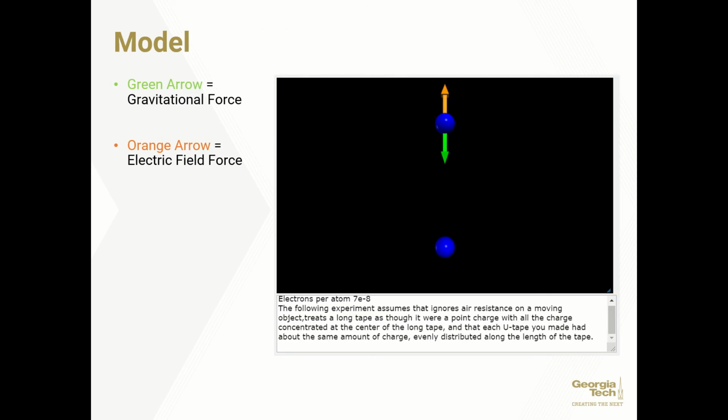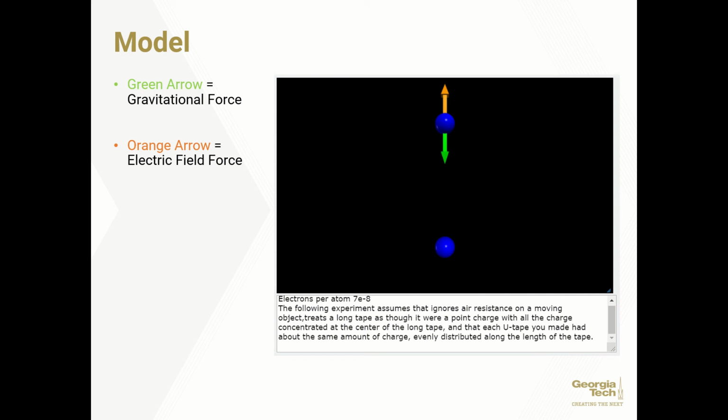To model this lab and make it visual, we created GlowScript code for you guys. Here we have 2 pieces of tape. We're using the point charge system, and we're assuming they're point charges here, and that's what those 2 blue balls are representing. They're blue because those tapes were negatively charged. We have the green arrow, which represents the gravitational force, and the orange arrow, which represents the electric field force. If you notice, these 2 are equal, again, momentum principle, there's a net force of 0 on that top charge.